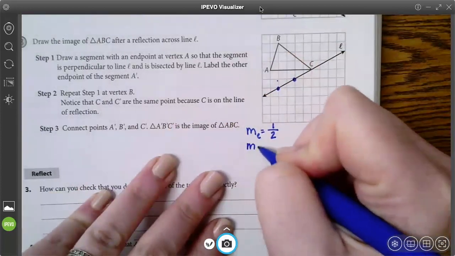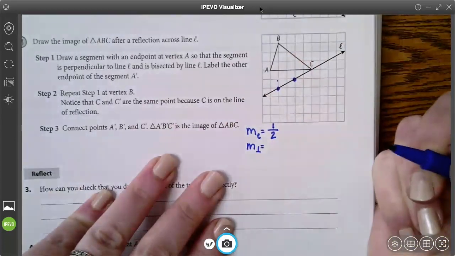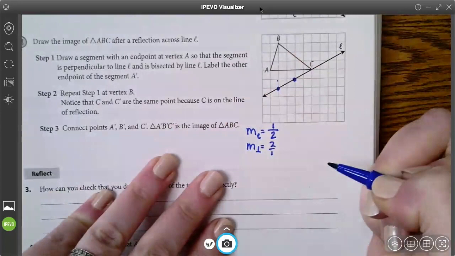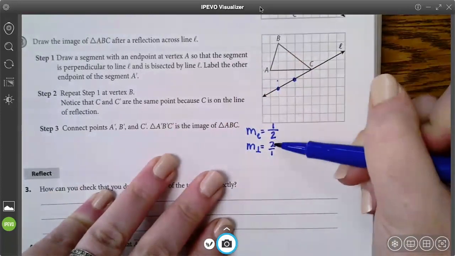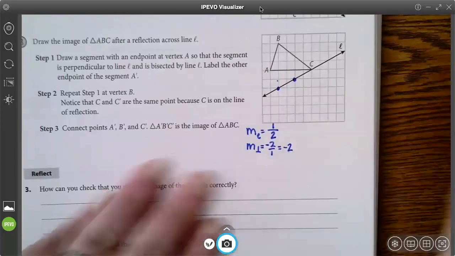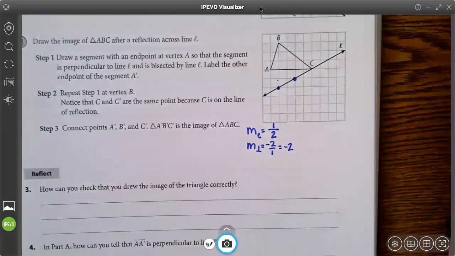Our slope that would be perpendicular to that, we flip the fraction, we change the sign. If this is positive, that means this one has to be negative. And then we can simplify, and we need a slope of -2. One of the points on our image, our pre-image, will not move at all.